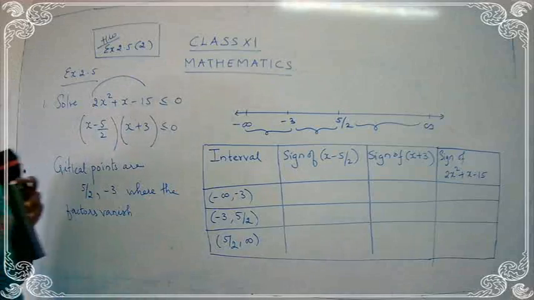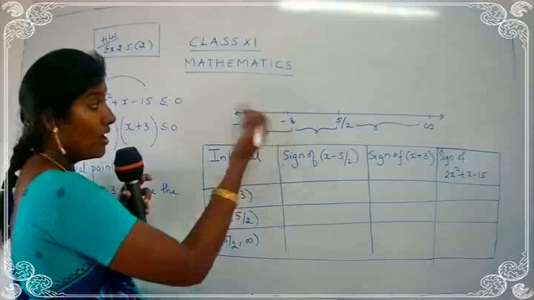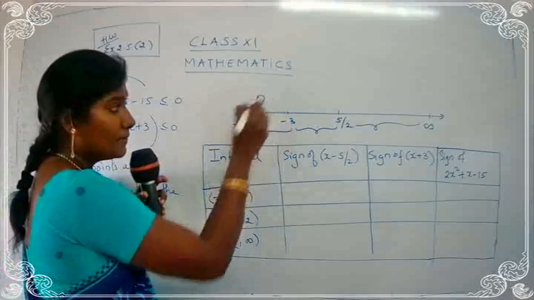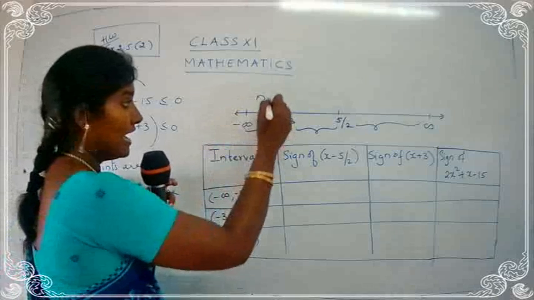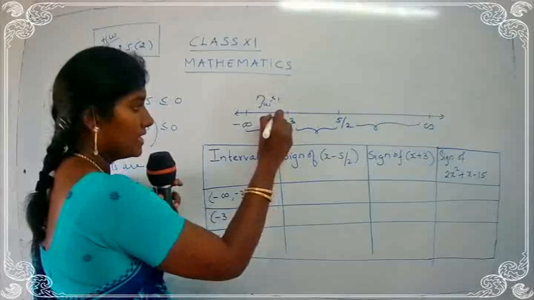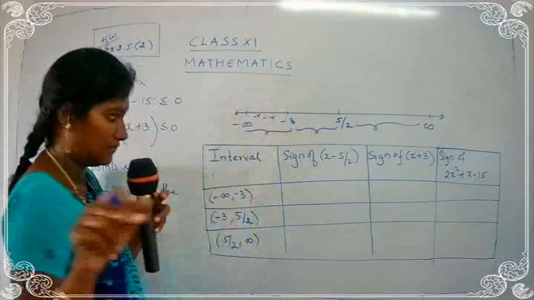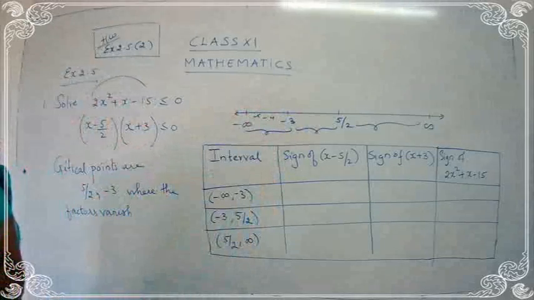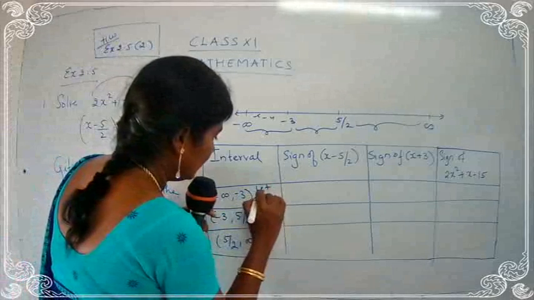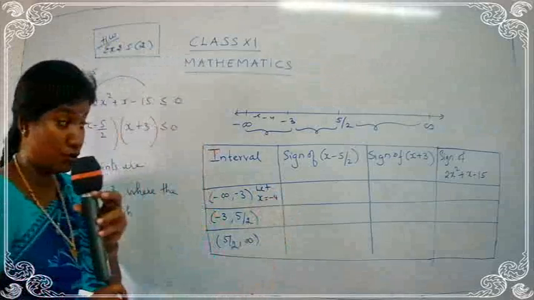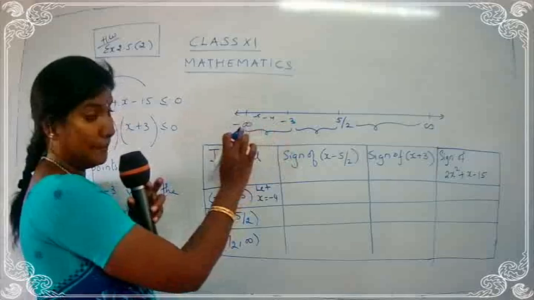So you are going to choose one value. So see here, minus infinity to minus 3. Yes, children. So what are the numbers present in this interval? Like minus 4, minus 5, minus 6, minus 7. Do you agree? So we have minus 4, minus 5, minus 6. Yes or no? So we are going to choose a number. I'll choose minus 4. I'll put, let x is equal to minus 4. I'm going to choose minus 4 because minus 4 lies between minus 3 and minus infinity.